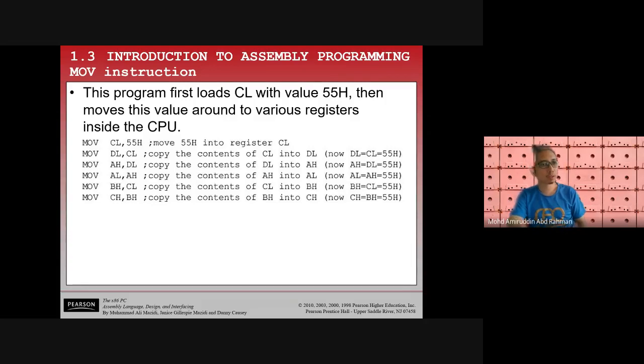And then MOV BH, comma CL. So you can look over there, the content of BH is now also 55H. And then we also have MOV CH, comma BH. So the content of CH now becomes also 55H.